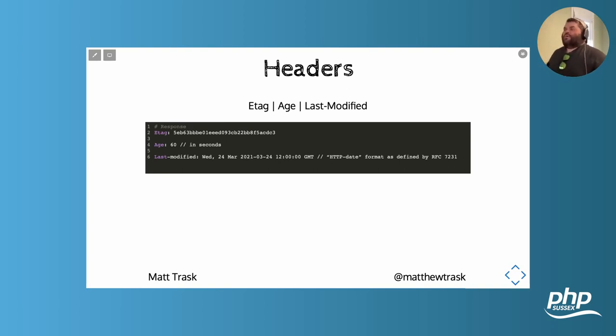You may want to tell people how old this data is. Again, think about a football match where the data is going to be changing really quickly. So I might say, hey, this data is 60 seconds old. You may want to make another request to get the newest data. Or I might pass last modified and say, hey, this was modified 60 seconds ago. You may want to make another request.